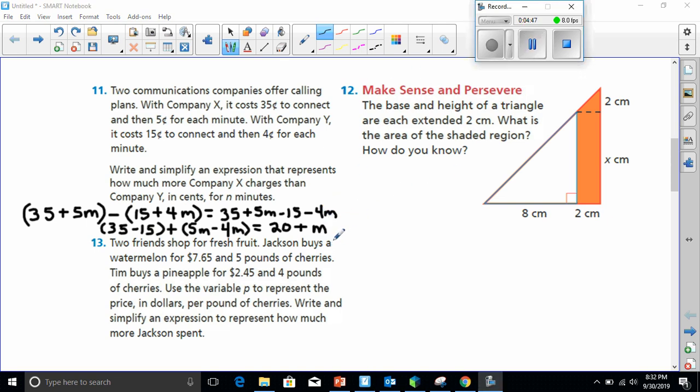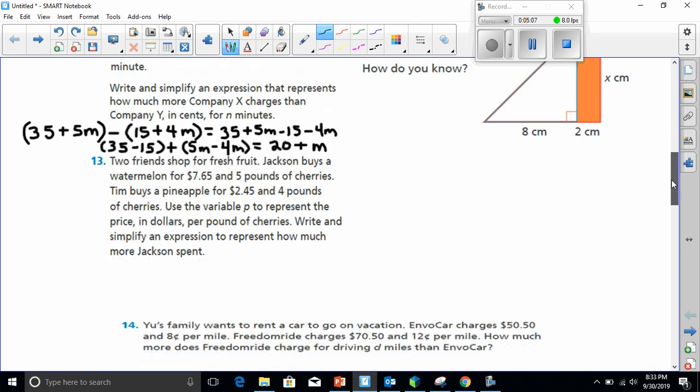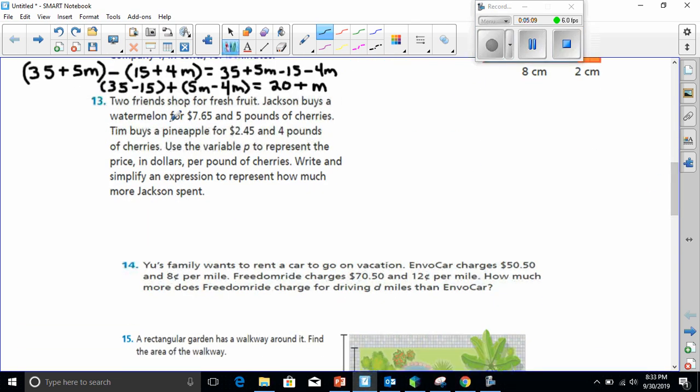And let's see, did I cover everything? Well, it did say to use n for your variable, but whether you use m or n, it's just a variable. I will accept either answer. If you remember to put n instead of m, then that's great for you too. Let's try number 13. Two friends shop for fresh fruit.